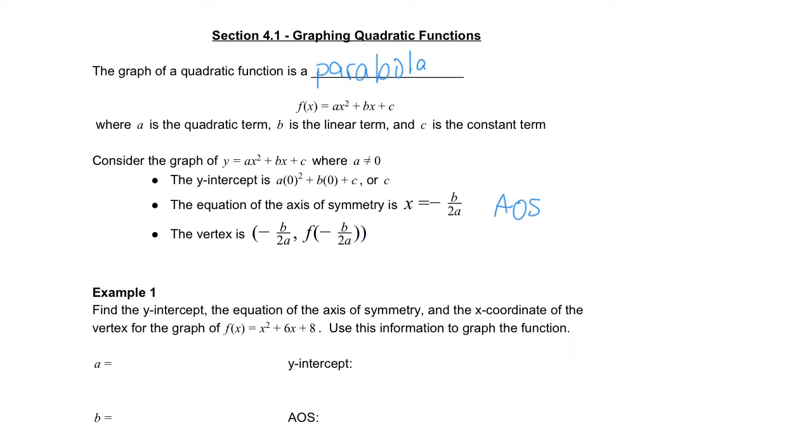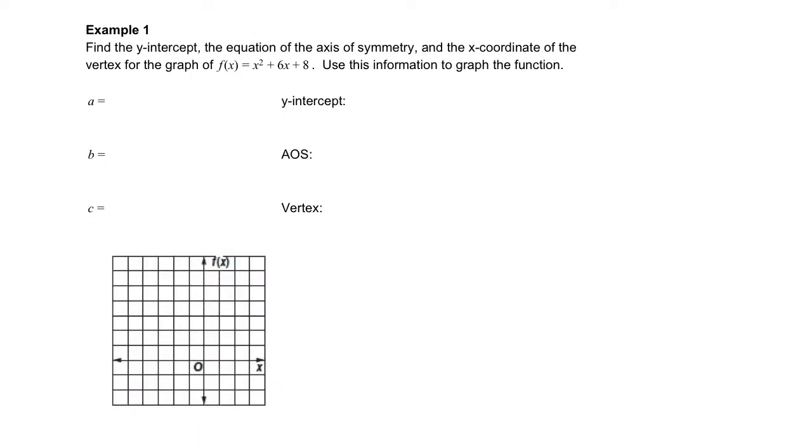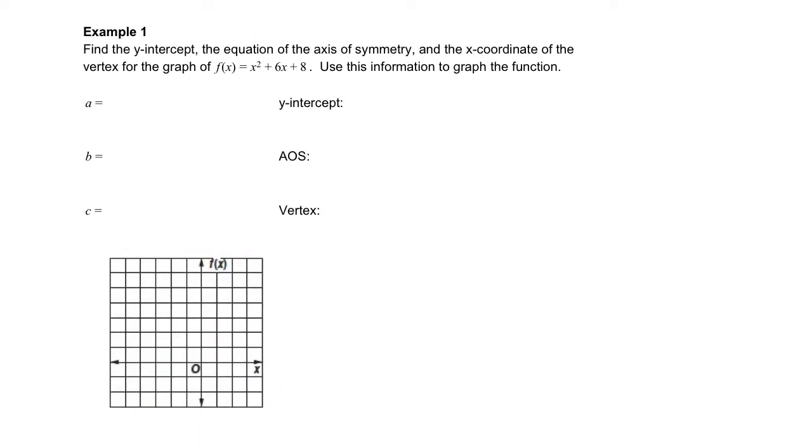Let's put this into action. Example 1, find the y-intercept, axis of symmetry, vertex, and graph of this equation right here. Let's write down what we know. A is this imaginary 1 that's right in front of x squared. So A is 1, B is 6, C is 8. So we'll use what we know to find the y-intercept, the axis of symmetry, and the vertex, and then we'll graph it down here. The y-intercept is c, and c in this case is 8.